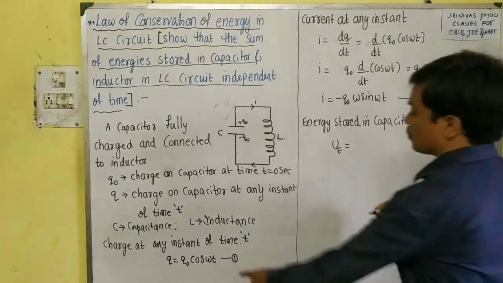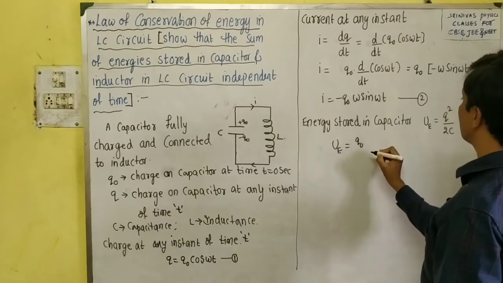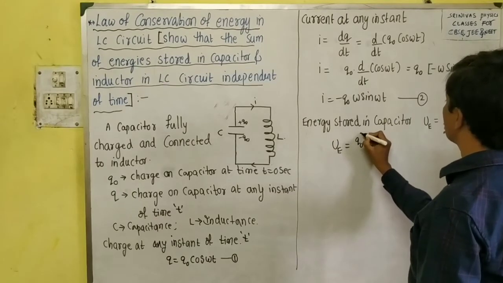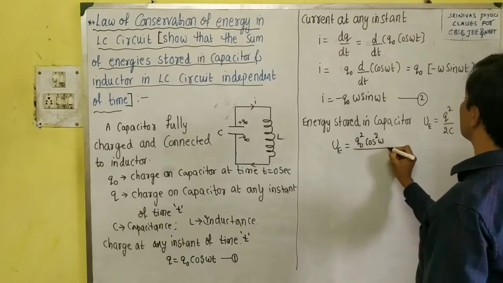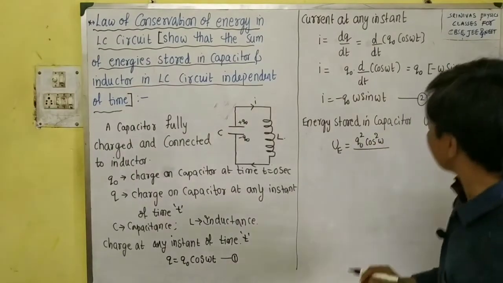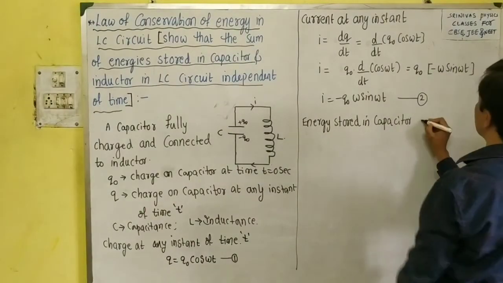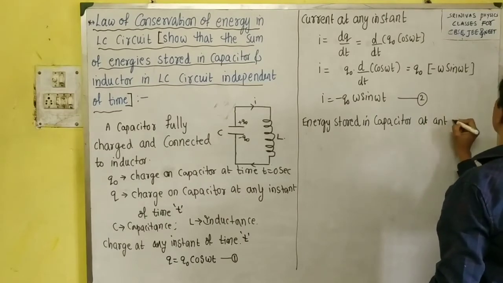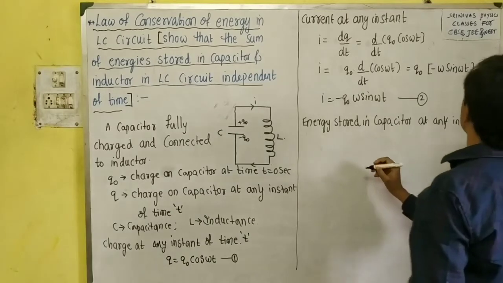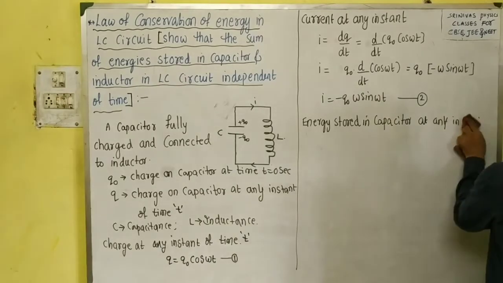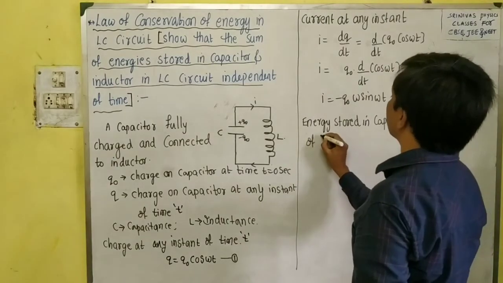Q, we know from equation 1, Q0 square cos square omega t. We can write one more step. Energy stored in the capacitor at any instant of time. With time, the energy stored changes. That's why we are taking the energy stored at any instant of time.